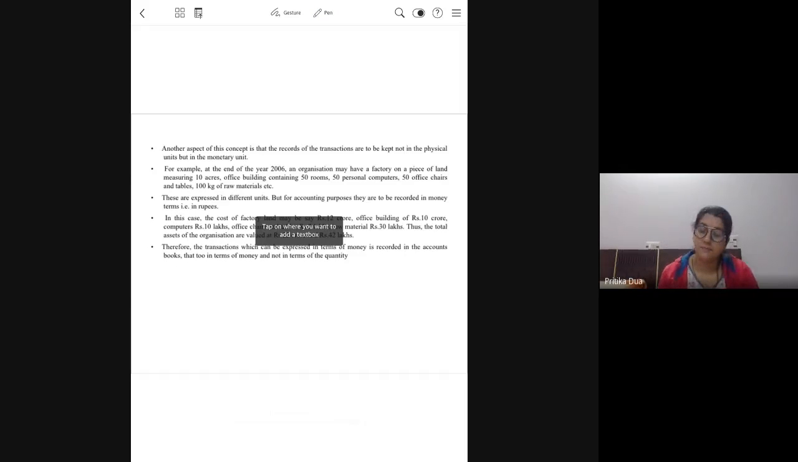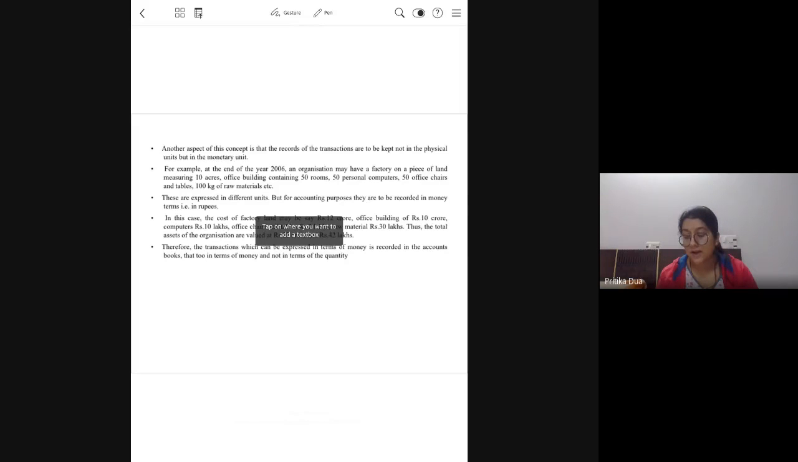So there is another example here. At the end of the year 2006, a company had factory on a piece of land measuring 10 acres, office building containing 50 rooms, 50 personal computers, 50 office chairs, 100 kg of raw material. तो आप क्या देख रहे हो कि जो भी एसेट्स बिजनेस के लिए हुए हैं, they have been given in physical terms, in quantitative terms. But when we are recording them in the financial statements, then how do we express them in terms of money?